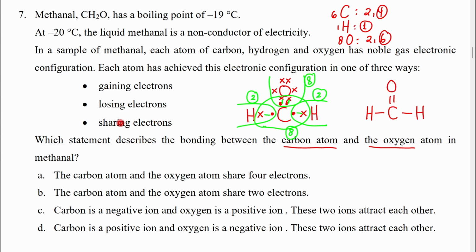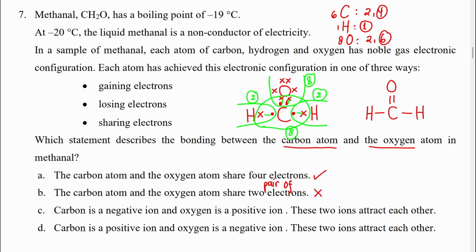So now let's check the options in here. Option A, the carbon atom and oxygen atom share 4 electrons. Yes, that is because you can see in here how many electrons are between carbon and oxygen. It is 4 electrons, right? Or we can say it is 2 pairs of electrons. So this is correct. Option B, the carbon atom and oxygen atom share 2 electrons. It is not 2 electrons, but 2 pairs, right? 2 pairs of electrons, or we can say 4 electrons.